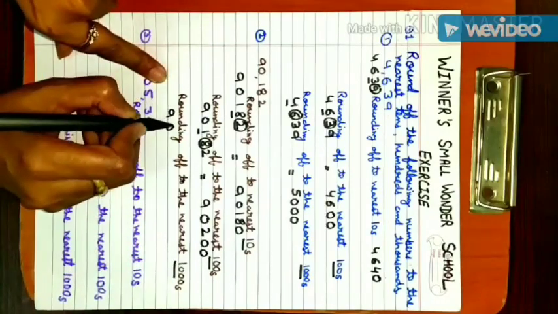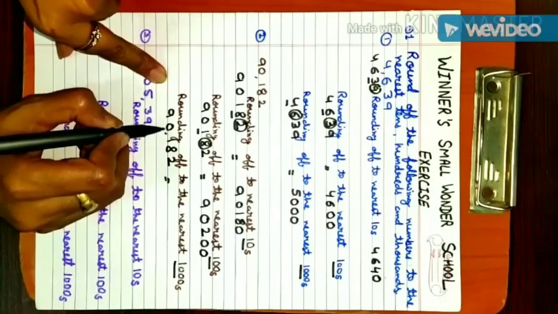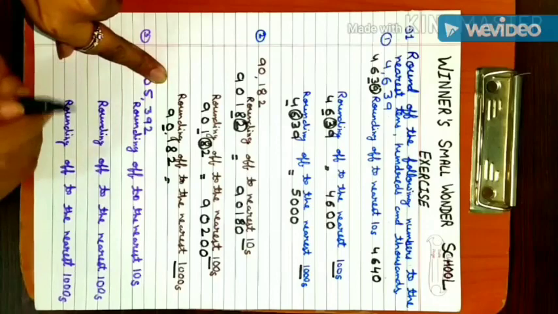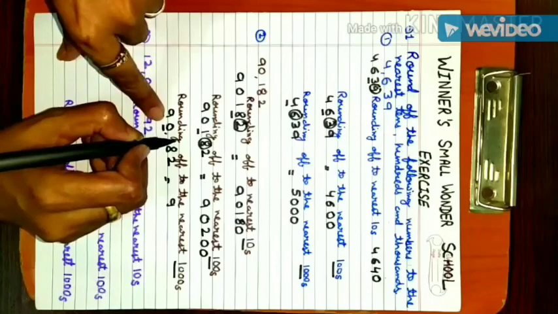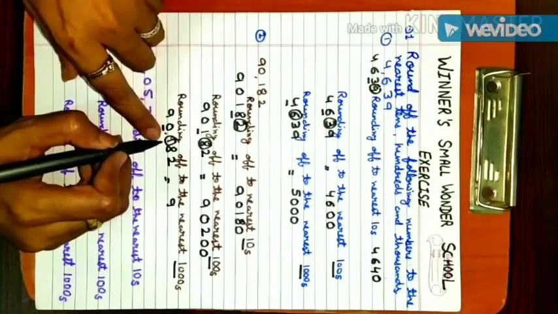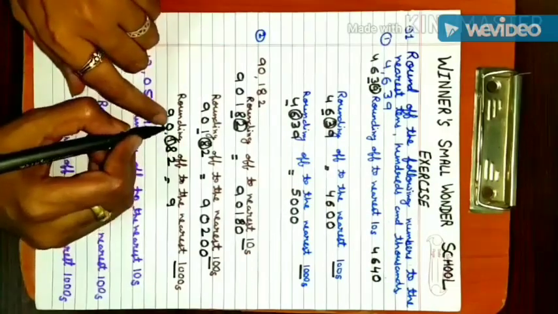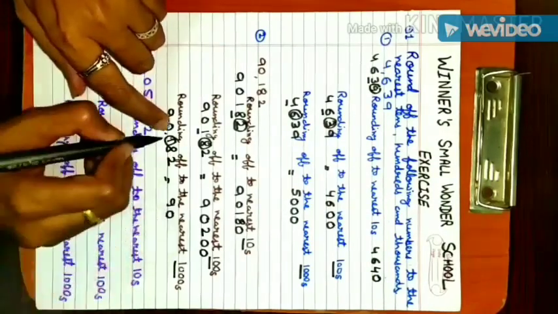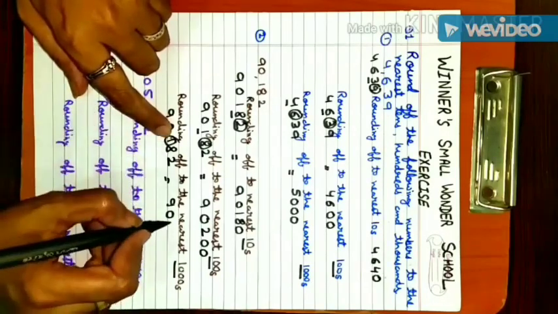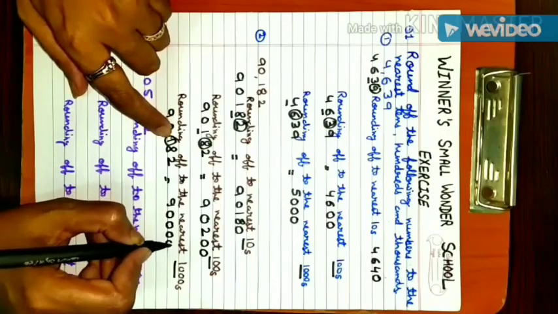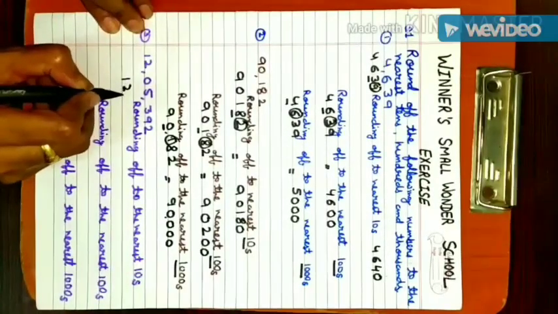Okay. Now next, nearest 1000. The number is 90182. So ones, tens, 100, 1000. This is the 1000 digit. So first 9 same to same. This number is 0 and the next number is 1. This number is 1, which is less than 5, so no change. Same to same. 90, and these 3 digits, ones, tens and 100, are replaced by zeros. This is the answer.